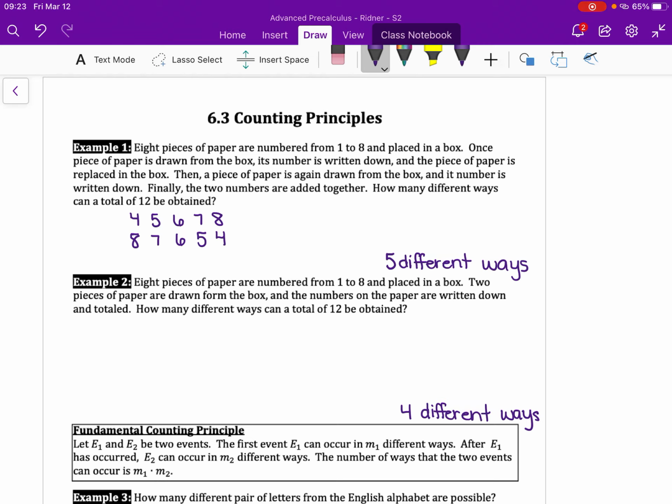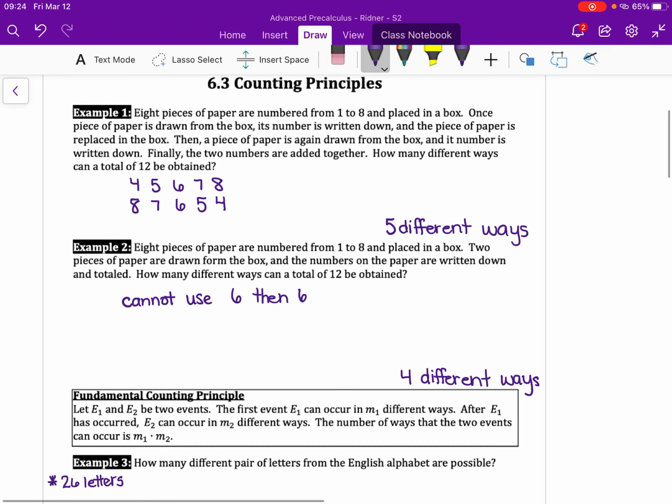The only difference with example 2 is you cannot use 6 and then 6 because we're not replacing. So this one is the same, except we're not replacing. So we're drawing one and then we're drawing another. And because of this, there's only 4 different ways.